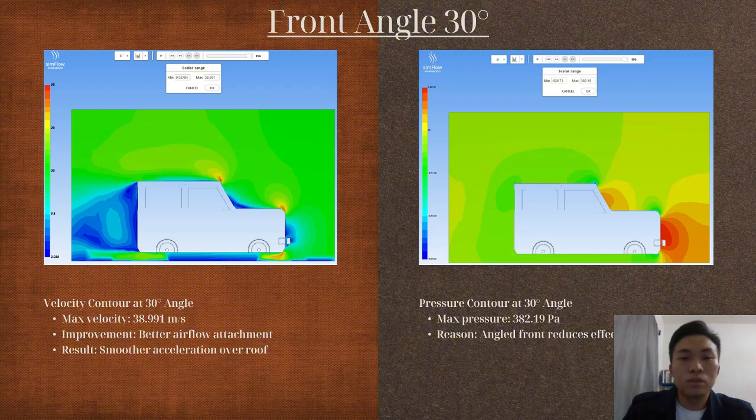Increasing the angle to 30 degrees results in a maximum velocity of 38.991 meters per second. The gentle slope promotes better airflow attachment along the hood and windshield, leading to smoother and more efficient acceleration over the roof.